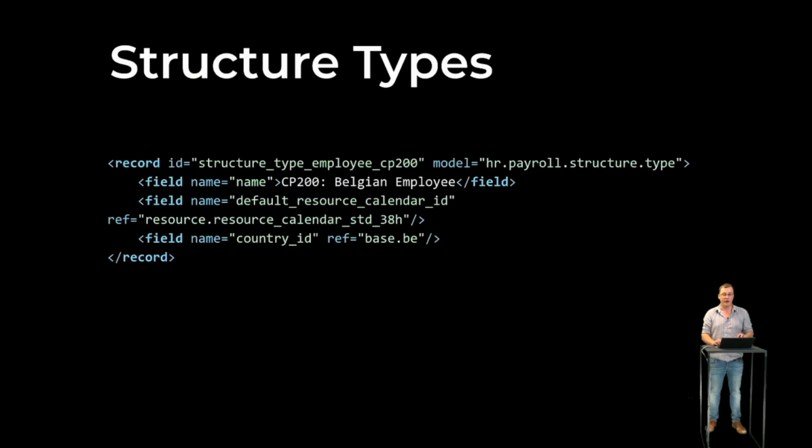Remember, we have a structure type, the first model that we saw today. It's the master model with a name, CP200 Belgian employee, default calendar, which is a calendar with 38 hours per week, and a country. Here it's Belgium, and it will hide the structure type from the other companies that are not based in Belgium.